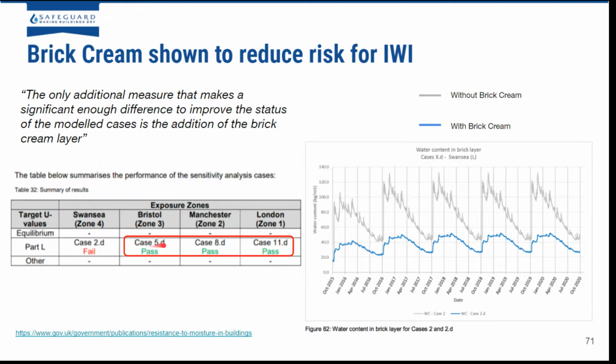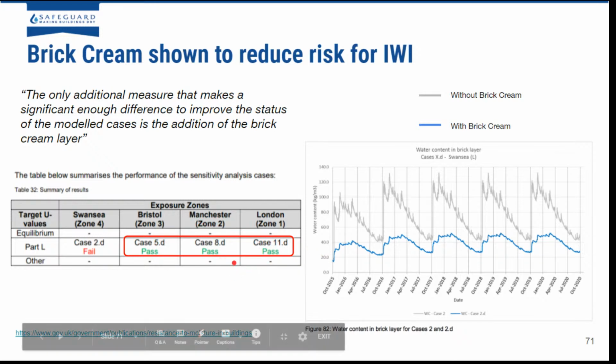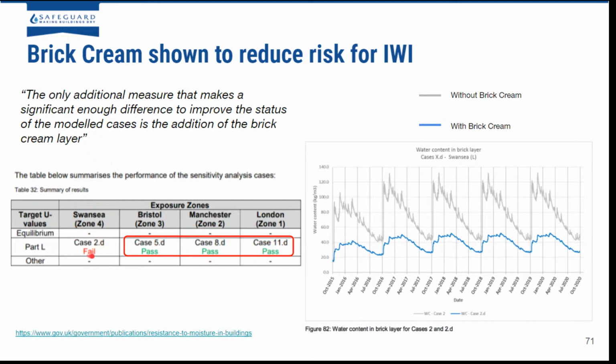What they found was that in zones 1 to 3, using Storm Dry allowed each of the IWIs to pass and stay moisture safe. In zone 4, they determined it still failed. However, you can see from this graph, this is in Swansea, zone 4, the most exposed zone. The grey line is the IWI without brick cream, and you can see the water content in that wall becomes huge and also increases over time. Whereas with brick cream, the blue line, it maintained a much lower moisture content throughout the years.